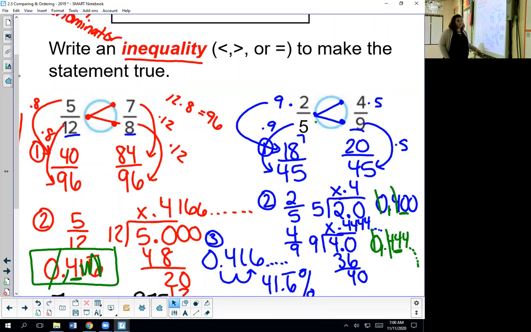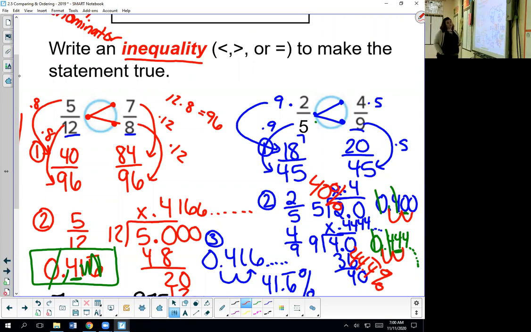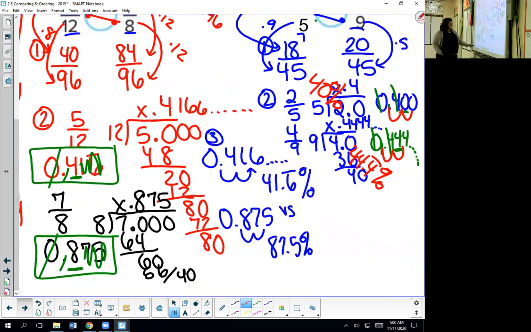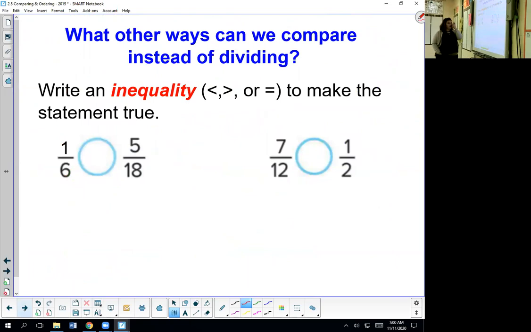Now, by all means, if you wanted to change this into a percent, if you move the decimal over twice here, this is 40%. You move the decimal twice over here, this is 44.4 repeating percent. Again, you can use that to compare. But personally, I like to find the same decimal. Okay, so those are examples of showing you when they are both fractions. Now, what if they're a little different? What if I had some here for you to practice? You can do the same thing here.